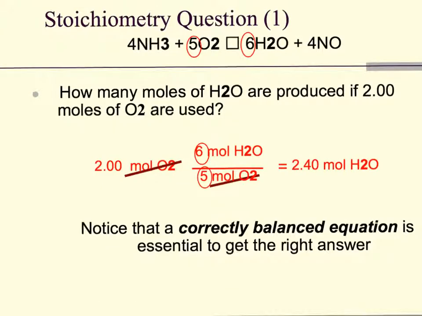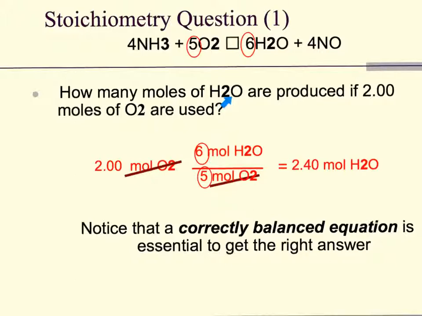Let's look at a second example. Here we are given a balanced chemical equation, and we are given the following information. How many moles of H2O are produced if 2 moles of O2 are used? First, let's identify chemical A and chemical B. We are given 2 moles of O2. That makes O2 chemical A. We are asked to find moles of H2O, making H2O chemical B.